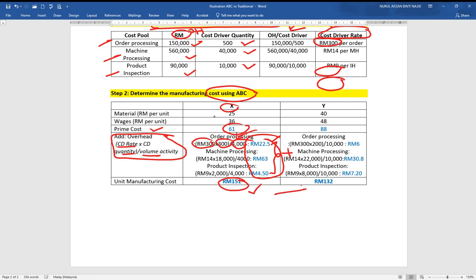So the same goes for product Y. So you need to do it on your own and understand why the answer gets the figure. So I leave all the calculation for you to do to make sure that you understand all the steps that have been explained.